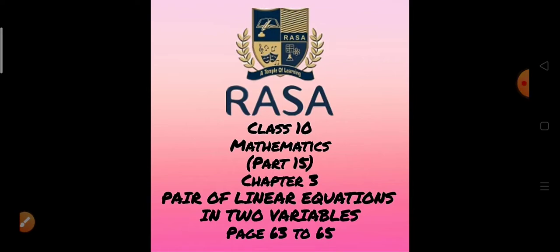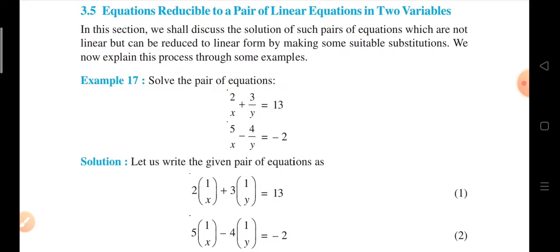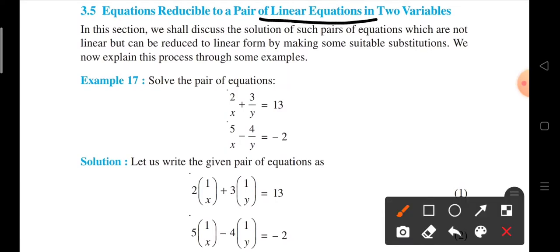Chapter number 3, Pair of linear equations in two variables, part 3. It is on your book page number 63 to 65. In this video we will discuss the equations which are reducible to linear form. Now it is 3.5, equations reducible to a pair of linear equations in two variables. In this section we shall discuss the solution of such pairs of equations which are not linear but can be reduced to linear form by making some suitable substitutions.